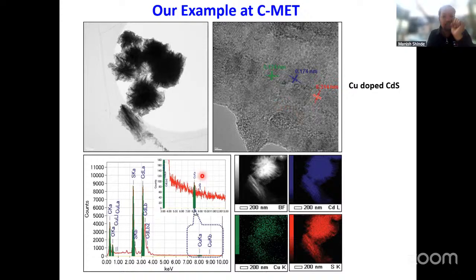Okay. Secondly, I want to know the presence of Cd and its distribution because I have done the doping. So I should know whether it is doped uniformly on the sample or it is doped in a particular region.